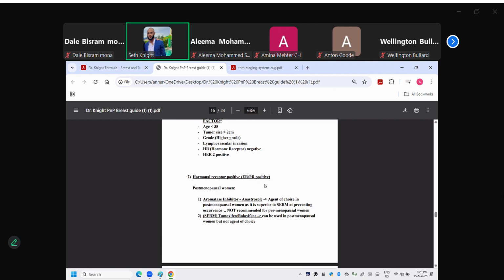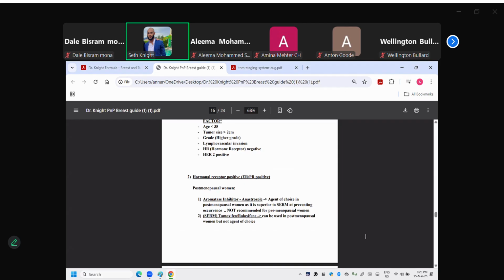That is anastrozole. Why so? Well, in postmenopausal women, where do they get their estrogen from? It's most likely fat. Aromatase converts fat into estrogen. So if you inhibit aromatase, you inhibit the conversion of fat to estrogen. You reduce your estrogen levels. And so an aromatase inhibitor is the choice of drug for hormone receptor positive postmenopausal women. It is not recommended at all for premenopausal women.